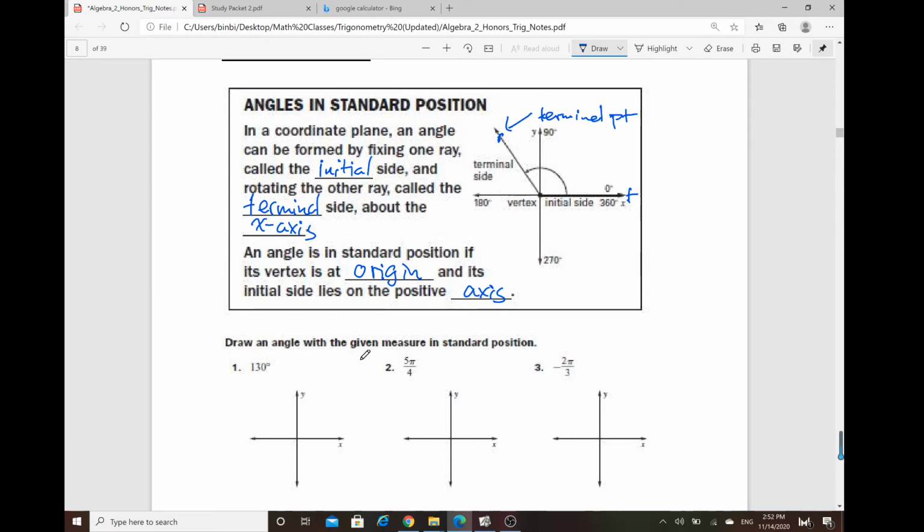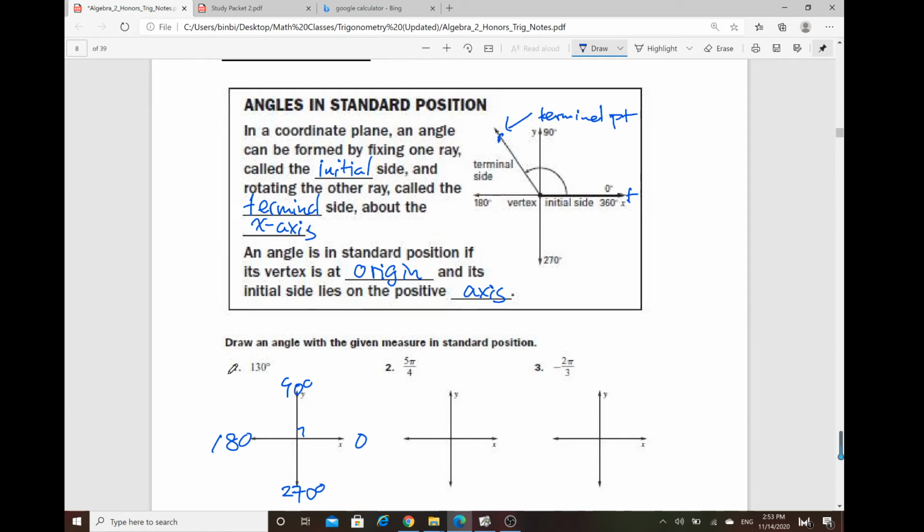Now, draw an angle with the given measure in standard position. You can use a protractor or just use eyeball approximation. Zero is here, then 90 degrees, then 180, and all the way down at the bottom, 270. How do I know that? Because this is perpendicular, and anything perpendicular is 90 degrees. Here's another perpendicular, so 90 plus 90 is 180, and then 180 plus 90 is 270.